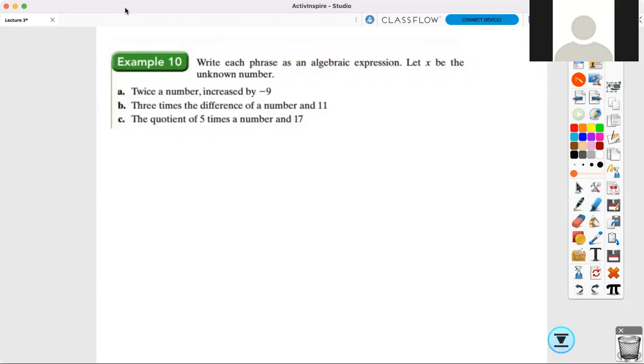Now, if you finish these and want to try them on your own, go ahead until the timer runs out, then I'll start, but do what you want. But I am going to work these out for you.